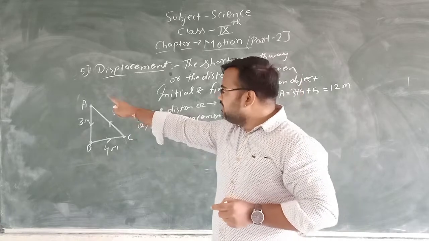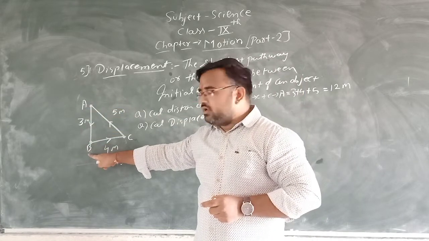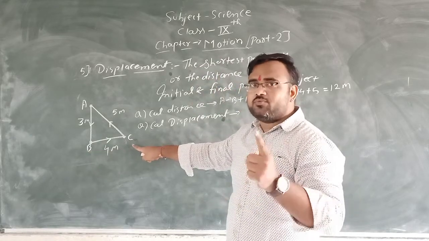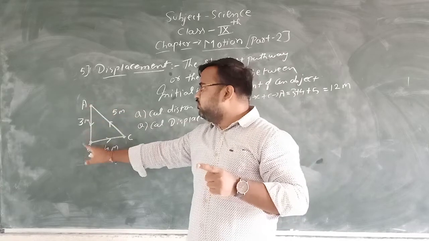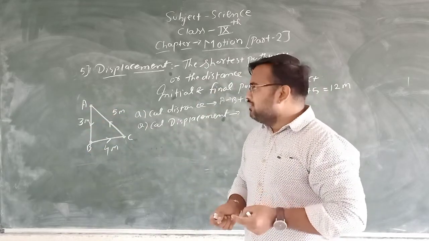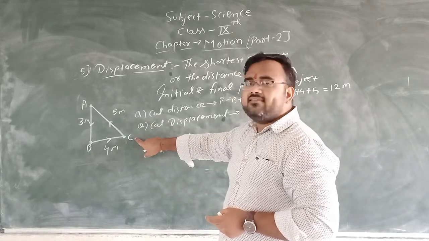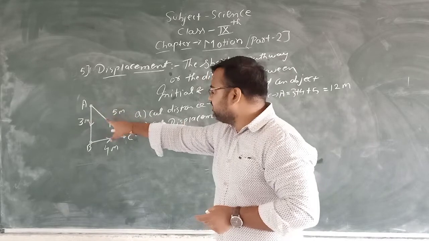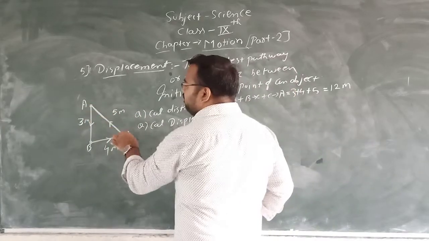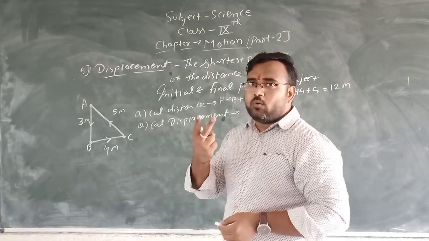Either I will go to point B and B to C. Okay, I have two options. First option would be I will travel to B, then B to C. But the shortest pathway to reach point C is this one. By this way also I can reach point C. So as I have told you, I have two options.